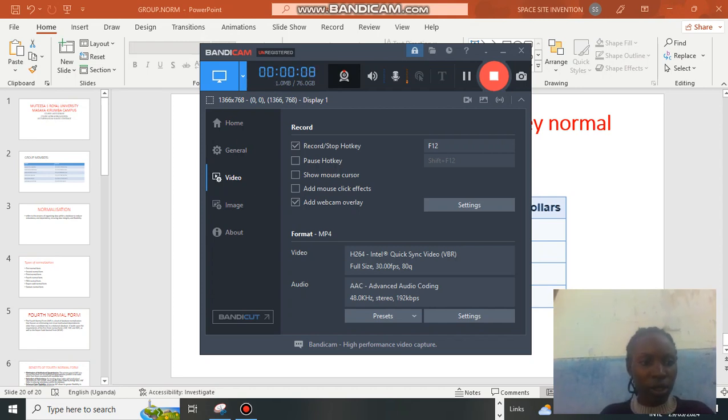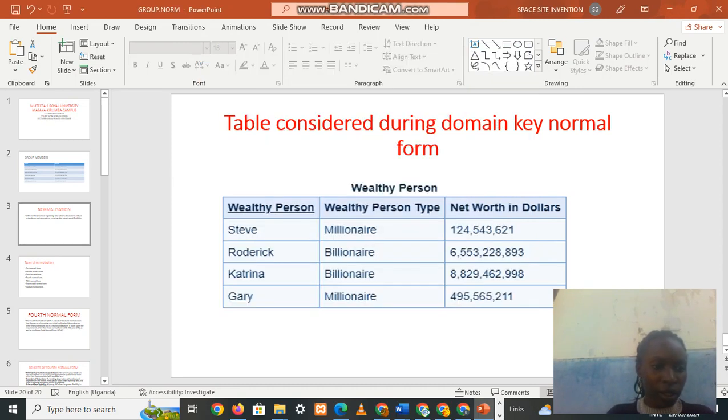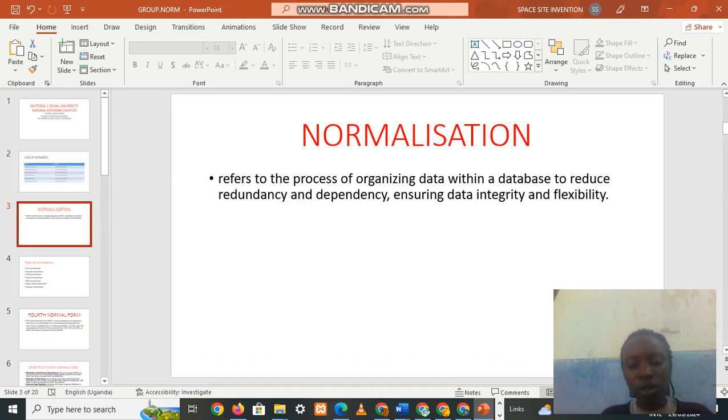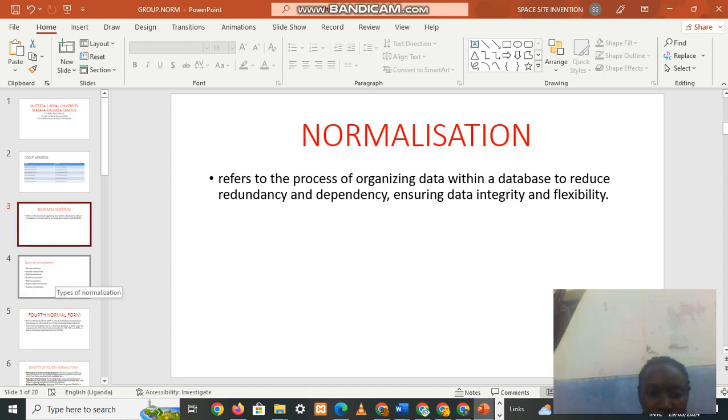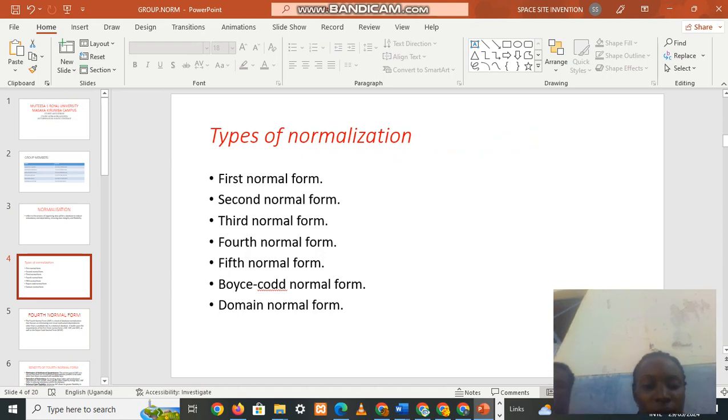I'm going to present about normalization in database. So let's begin from the definition of normalization. Normalization refers to the process of organizing data within a database to reduce redundancy and dependence, ensuring data integrity and flexibility. Normalization has types, and they are like 7 types.